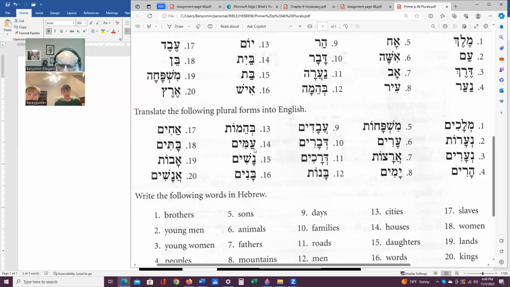I thought Sham was peoples. Yeah, I have nations on mine. Yeah, I believe it's nations. For some reason, it looks like it's spelled wrong. Let me check. This is exercise, page 246. Yeah. Chapter 6. Right.